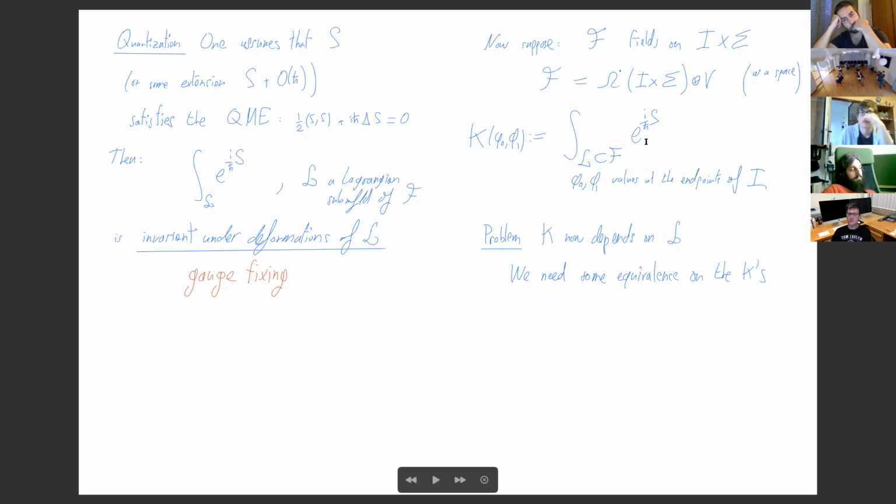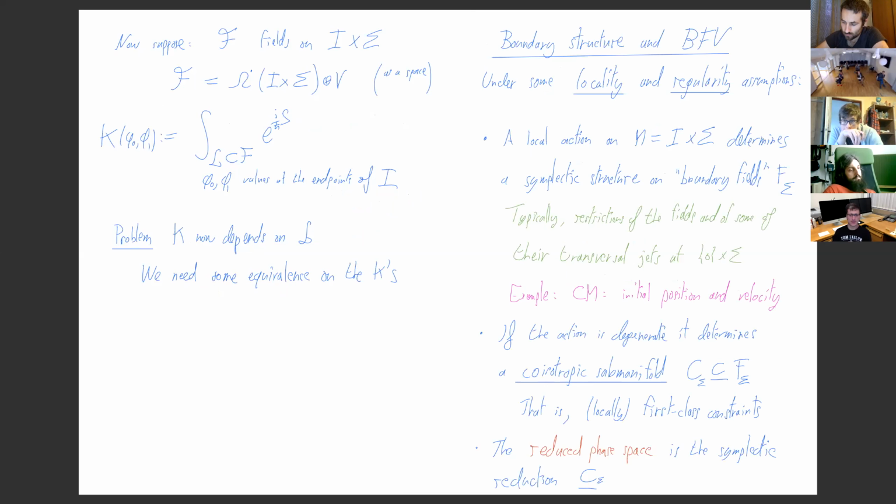Okay, so what you have to do is improve the BFV description and find some equivalences on the space of this integral kernel in such a way that when you deform this Lagrangian submanifold, K just changes by an equivalence. Okay, so this is my next topic. Before, however, I have to describe the boundary structure of the field theory, and in particular describe it in the BFV formalism. Now, let's just start from the classical picture.